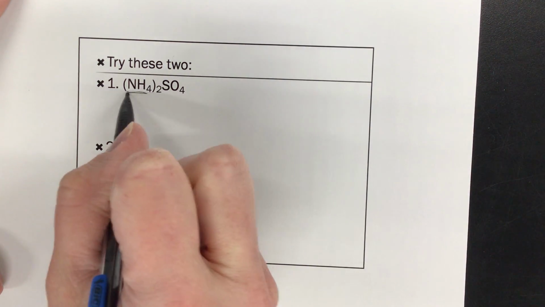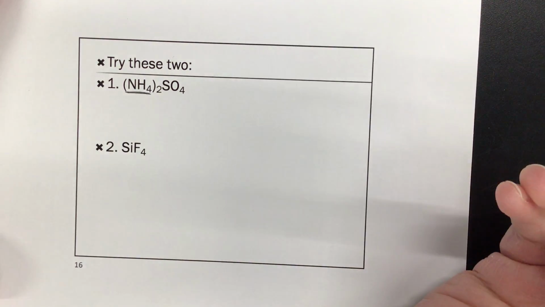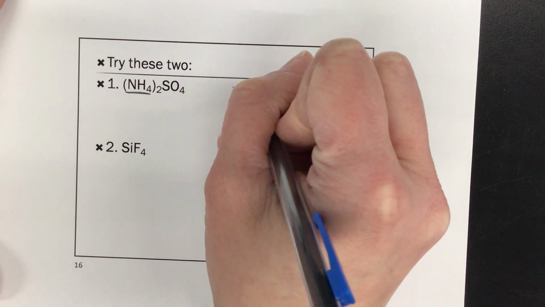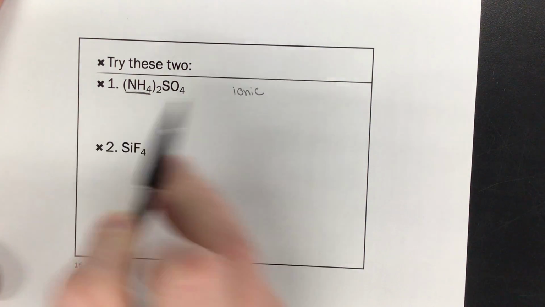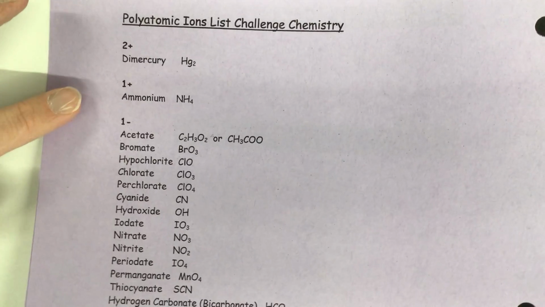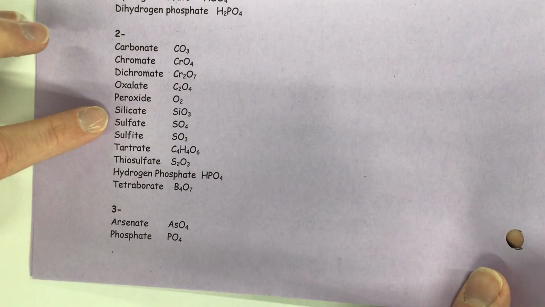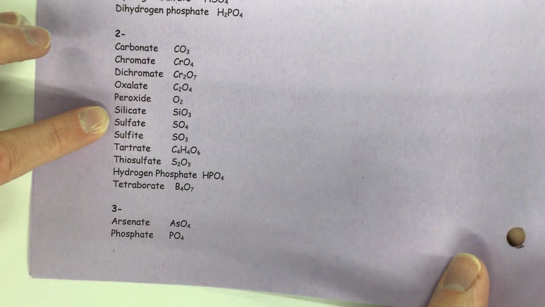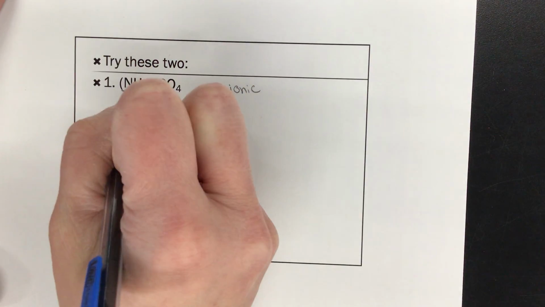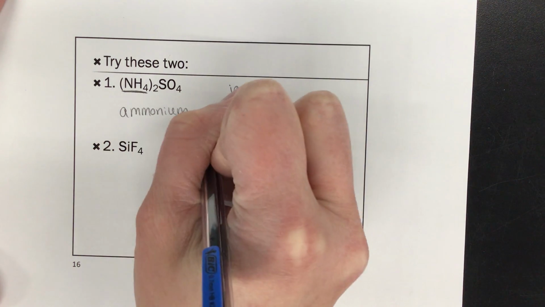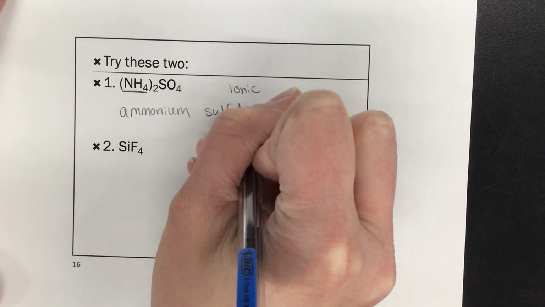So these parentheses are a dead giveaway. Anytime you see parentheses, that is a polyatomic ion. So these are my ionic bonding rules. In fact, both of these are polyatomic ions. NH4 is ammonium. And then my other one, SO4, is sulfate. So they're going to keep their names. So ammonium stays ammonium, and sulfate will stay sulfate.